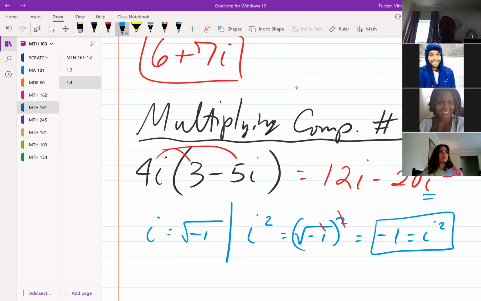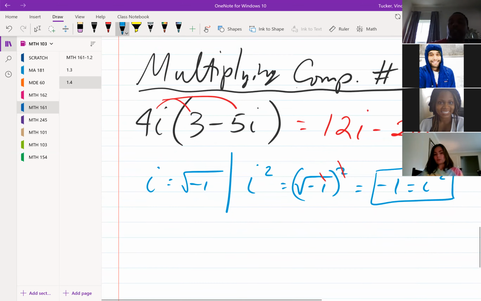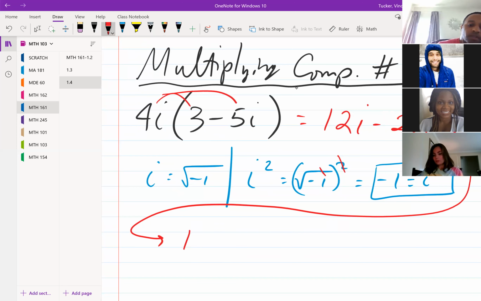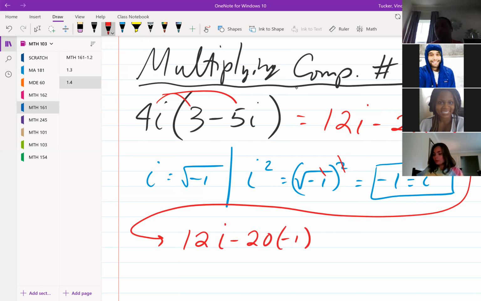So you should never have i squared as a part of your final answer because it can simplify to negative 1. So whenever you see i squared come up, you should reduce it down further. i squared is equal to negative 1. All right, so that negative that's in front of 20 sticks with 20. So that's negative 20 times negative 1, which is a positive 20.